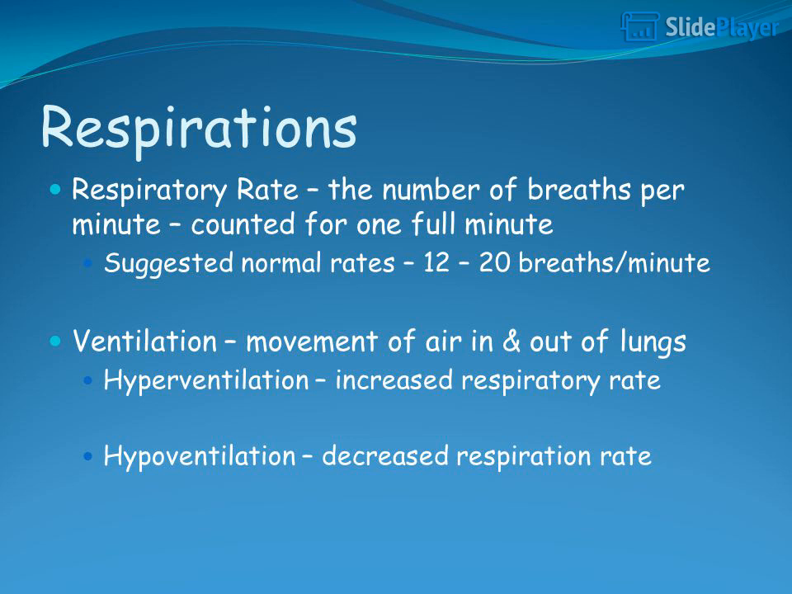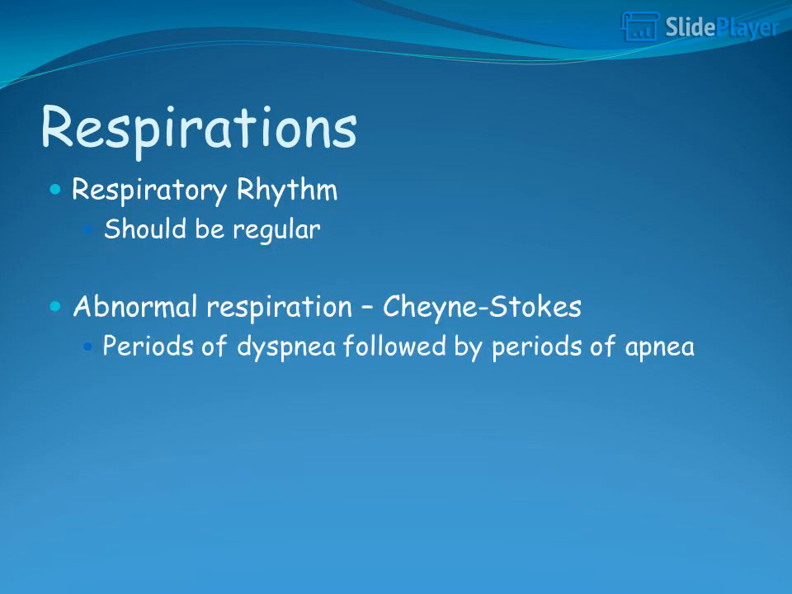Children: respiration slightly faster than adults, 16 to 25 breaths per minute on average. Infants, 30 to 50 breaths per minute. Respirations, respiratory rhythm, abnormal respiration, Cheyne-Stokes.